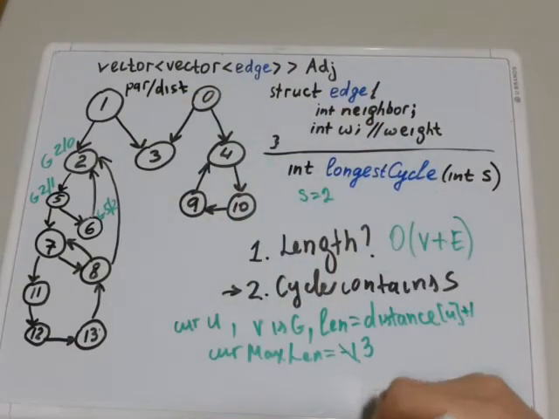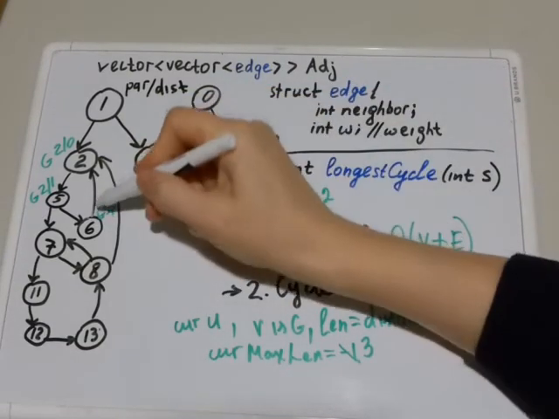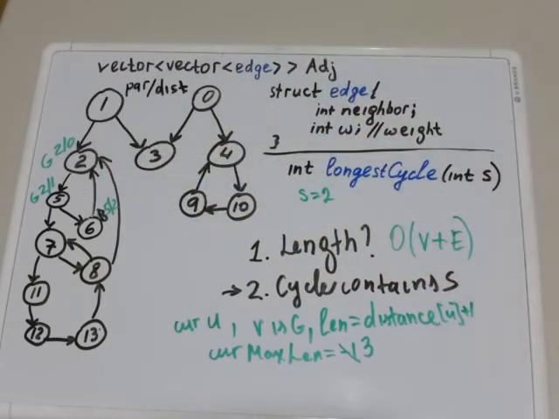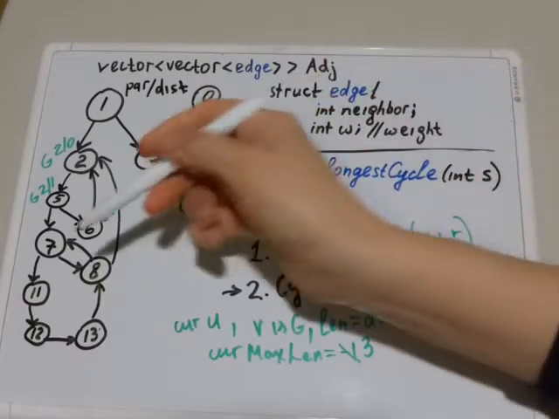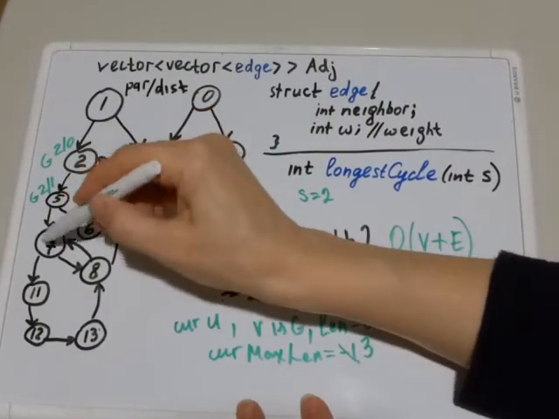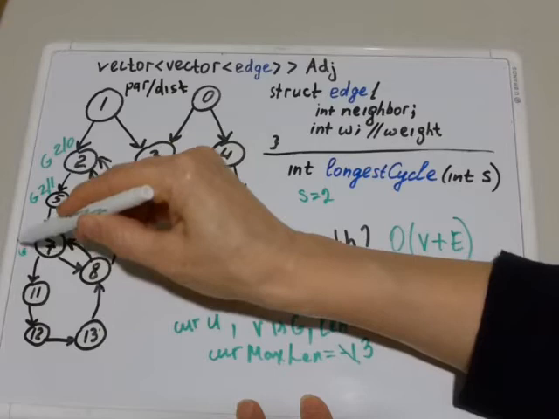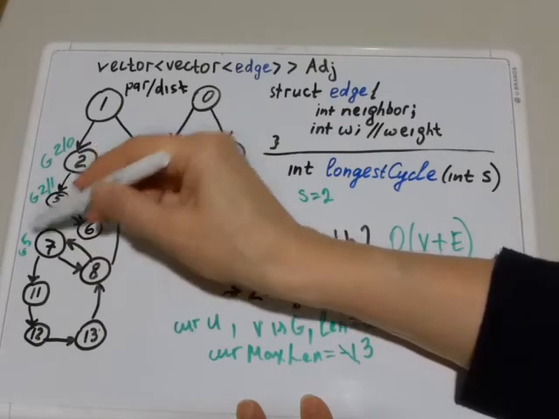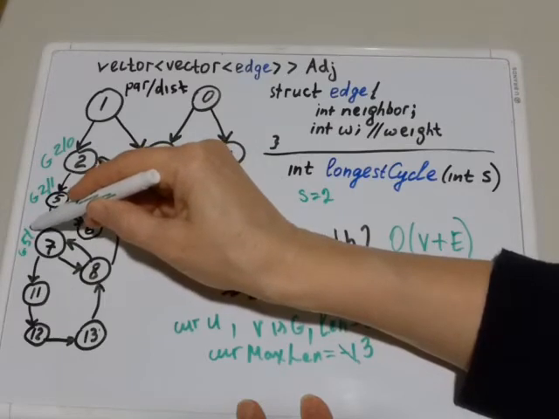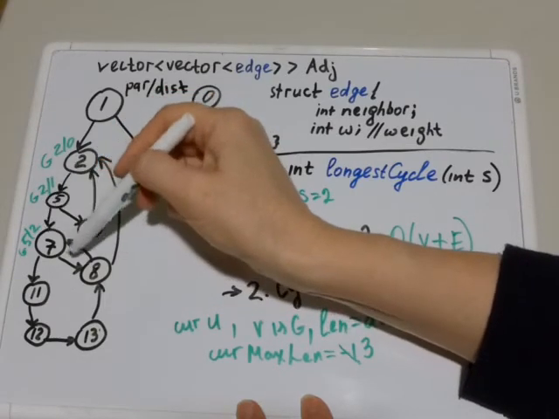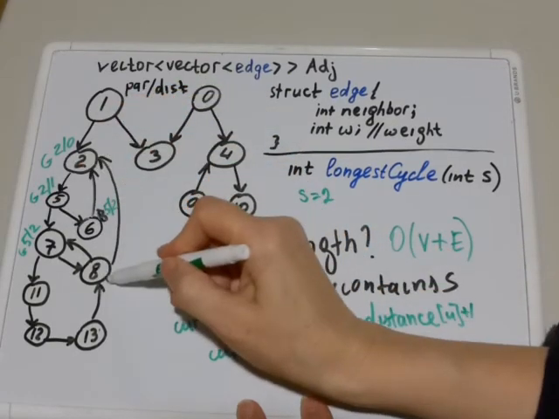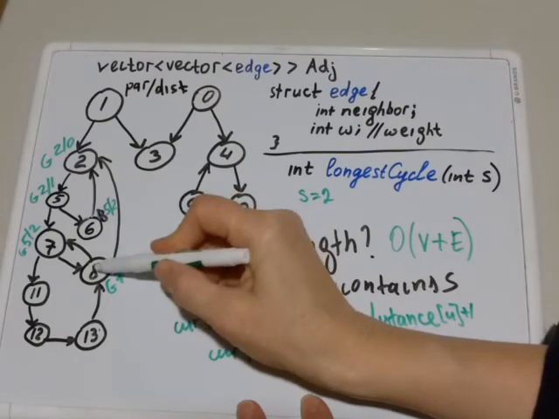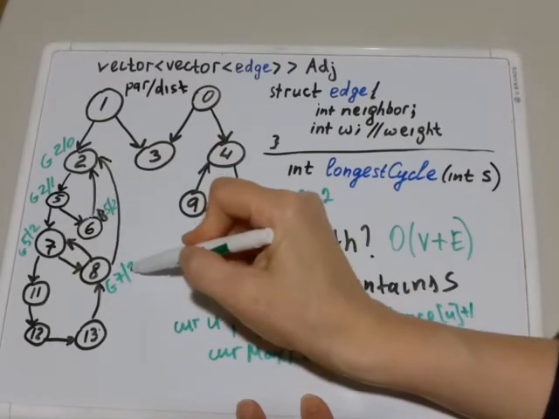Now you're going to set the color of 6 to black and return to 5. 5 has another child, so it will call DFS-visit on its other white child, 7. So 7 will be set to gray, the parent of 7 will be set to 5, and the distance of 7 is 1 plus 1, which is 2. 7 will first call on 8, so because it is white, it becomes gray, the parent of 8 is 7, and the distance of 8 is 2 plus 1, which is 3.